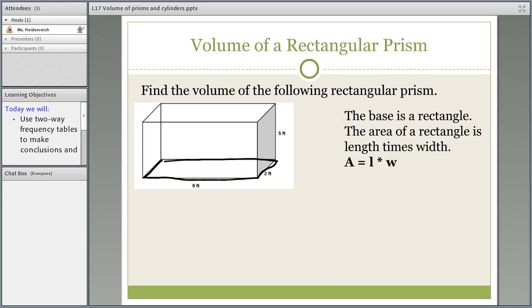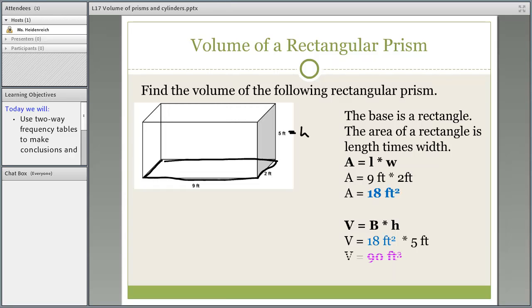So for the area of that shape, which is a rectangle, I would do length times width, which is 9 times 2. And I would get 18 feet squared for the area of that base down there. And then I need to multiply it by the other number, which is the height. So area of the base times the height, 18 feet squared times 5 feet for our height. And we would end up with 90 feet cubed.